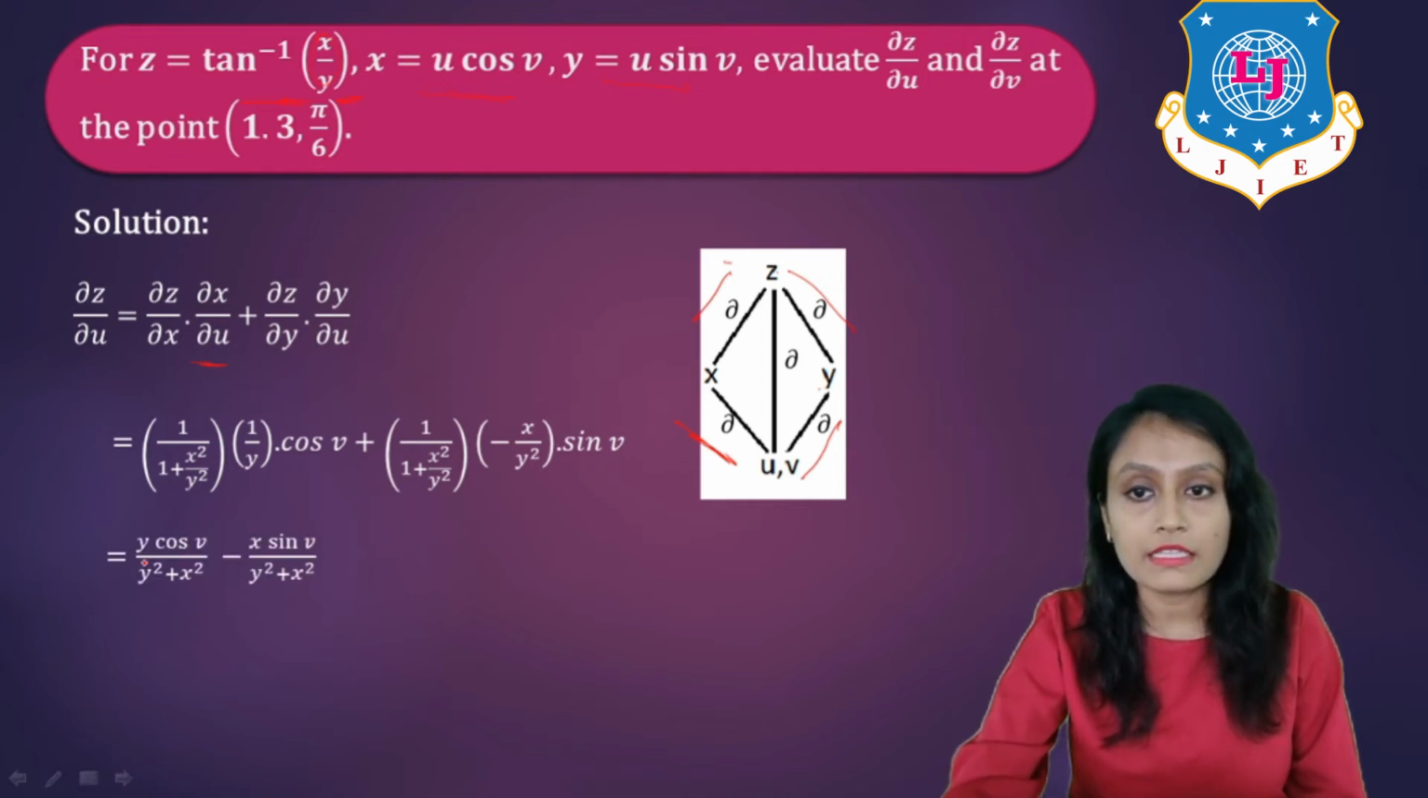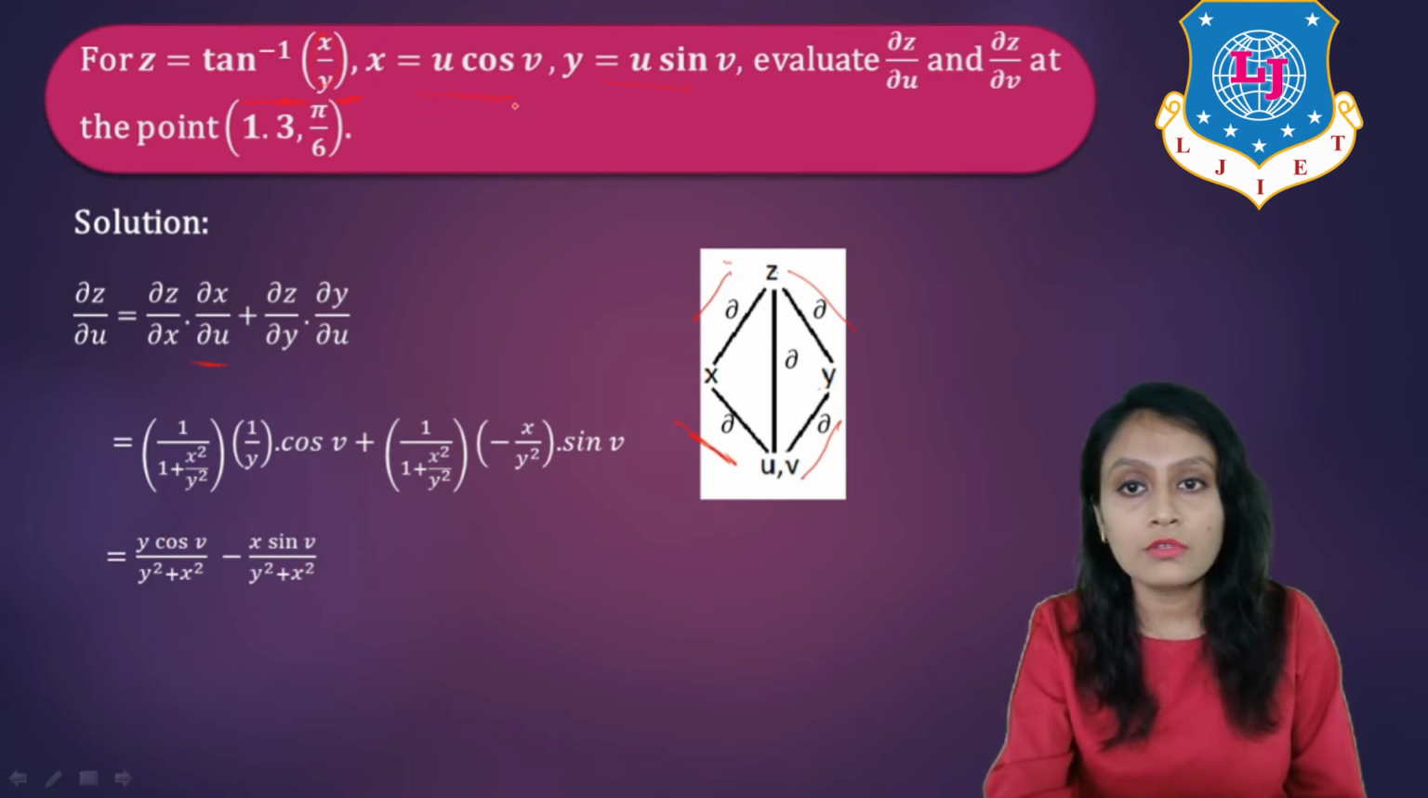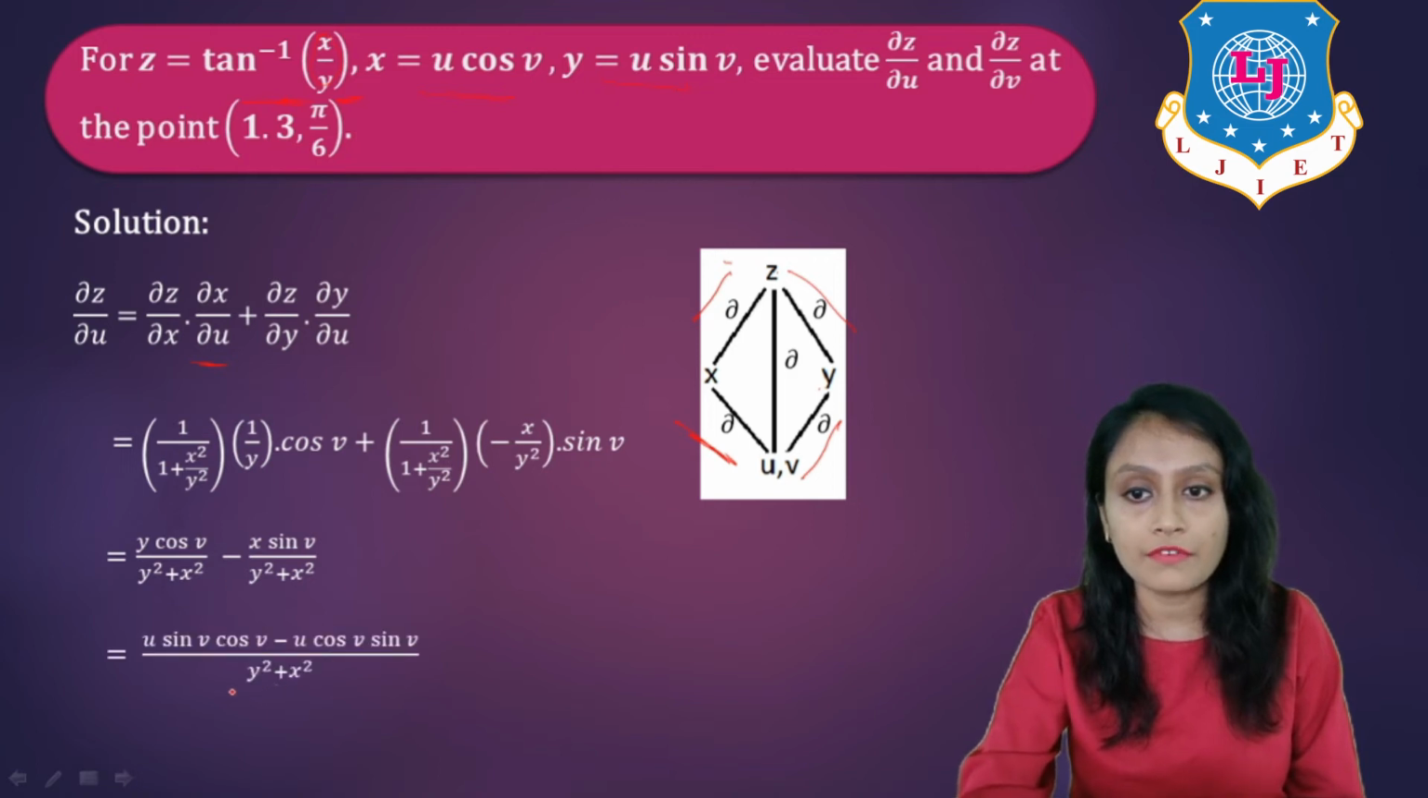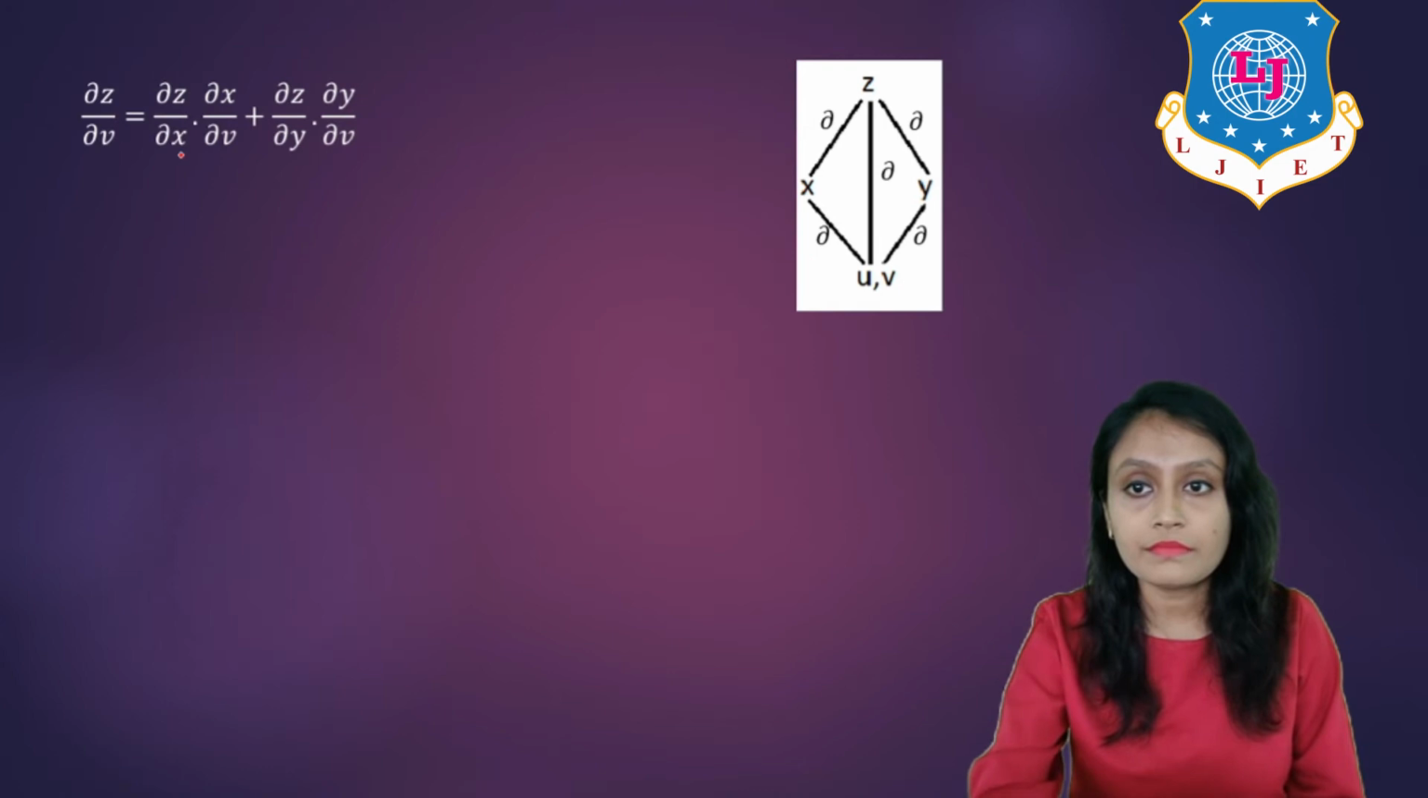Okay, simplify this further, and in place of x you have to write u cos v, and in place of y, u sin v, and simplify further. So you will get the final answer as del z by del u is equal to 0. Next one. Now we have to find del z by del v.